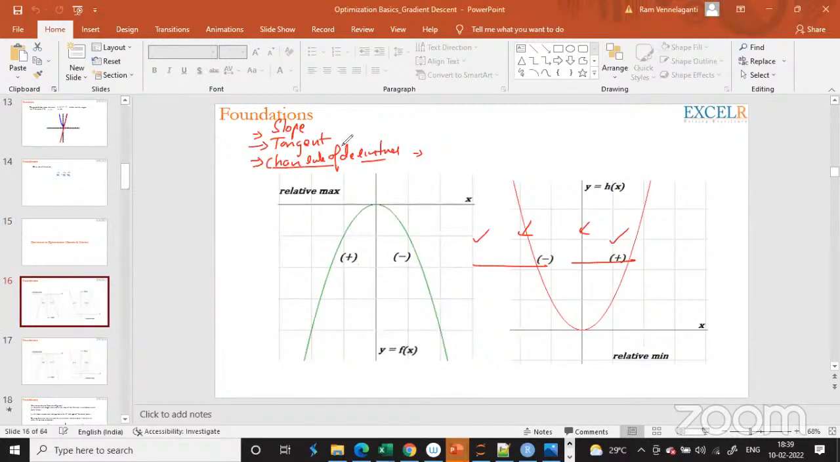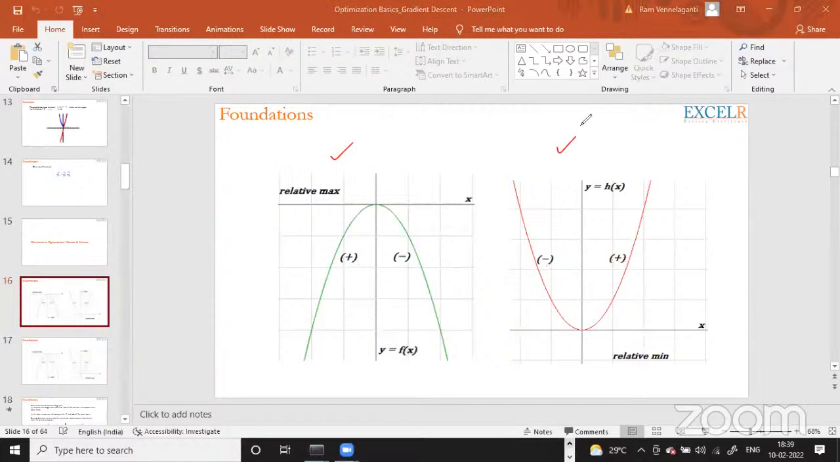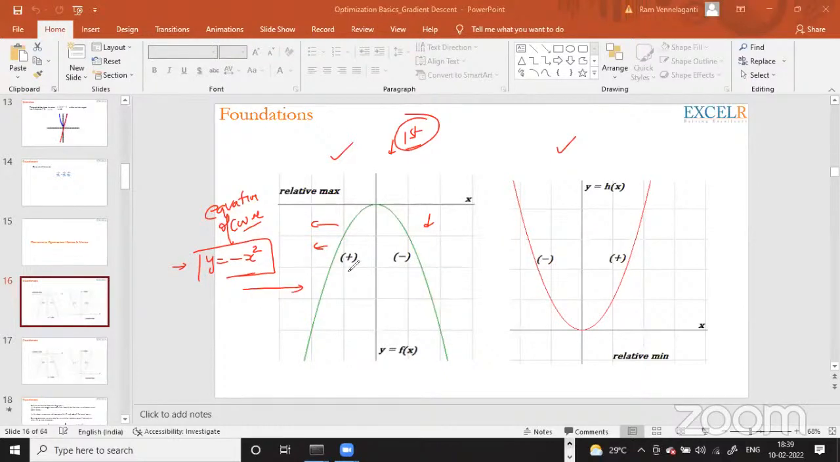So you have two diagrams here. Let us focus on the first diagram. What can be the equation of this curve? It is a downward-facing parabola for us. So your equation can look like y is equal to minus x squared. This can be the equation of your curve.